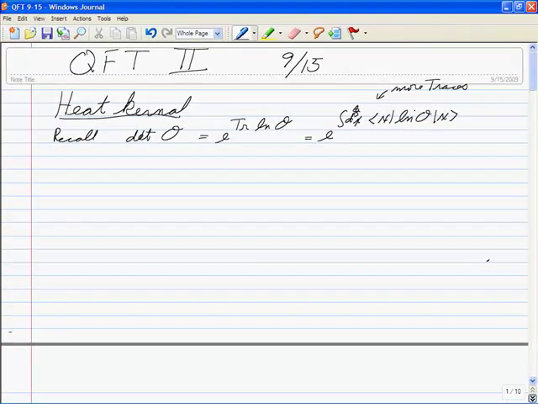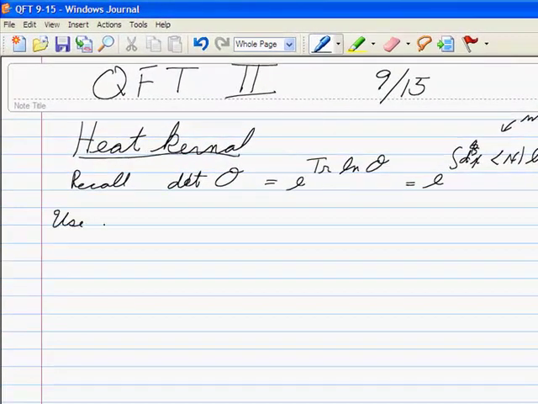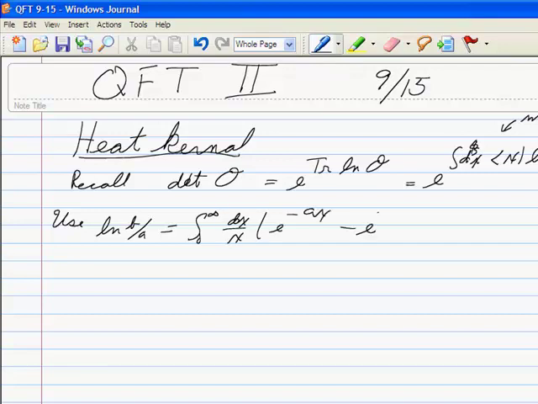But the trick is that log of the operator is tough to evaluate. We gave you one way to do that last time by this perturbative method. Here's a more powerful way. So we're going to use the following. We're going to use log b over a is the integral from 0 to infinity dx over x of e to the minus ax minus e to the minus bx. Okay, so that's just the identity.